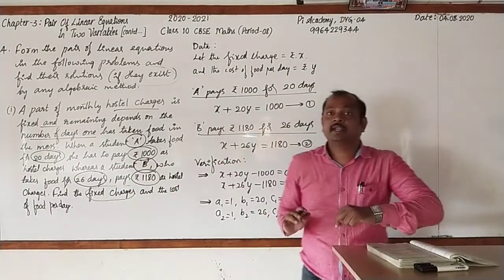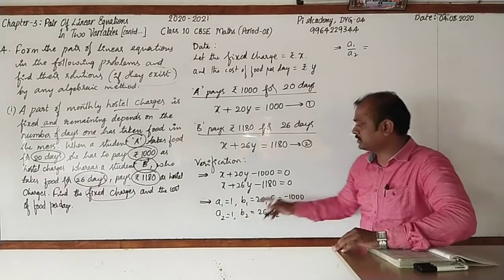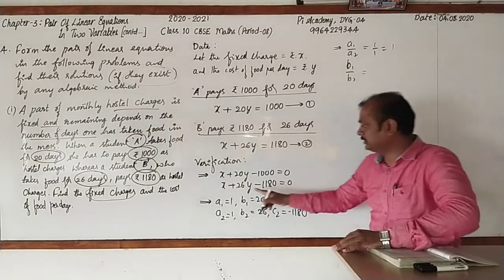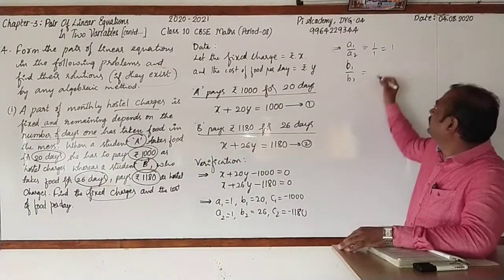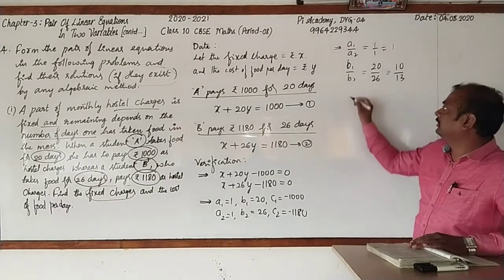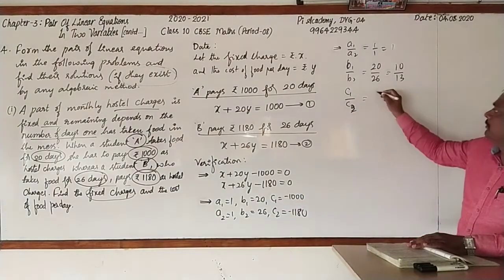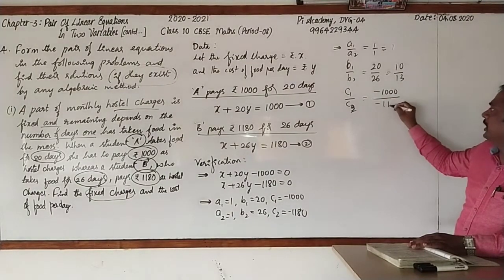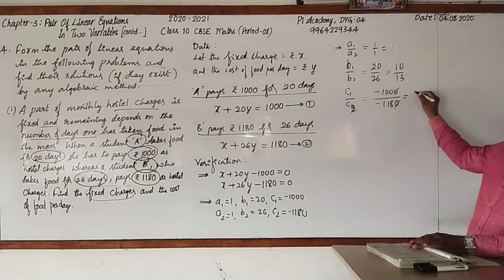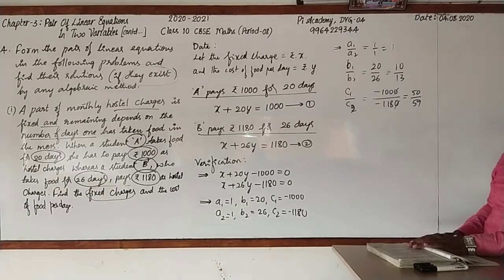Then after this, let us find the three ratios. A1 by A2, how much? 1 by 1, which is equal to 1. Then B1 by B2, it is 20 by 26. Then 2 tens are 20, 2 thirteens are 26, so 10 by 13. The third ratio C1 by C2 is minus 1000 divided by minus 1180. Here minus minus get cancelled, 0 0 get cancelled. It is 50 by 59, since 2 fives are 10 and 2 nineteens are 38.